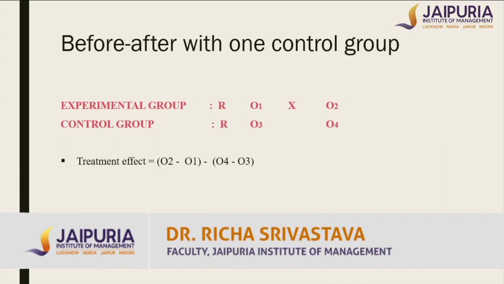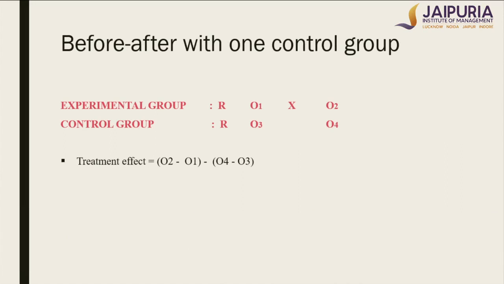Second design is before-after with one control group. This design is also known as pre-test, post-test with one control group. And this design is represented symbolically by these red font. So here what we are doing, first of all, we are forming experimental and control group by any random process or random assignment of the test units into the experimental group and control group.